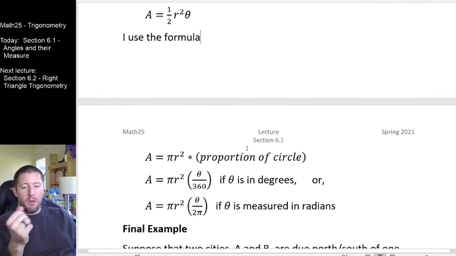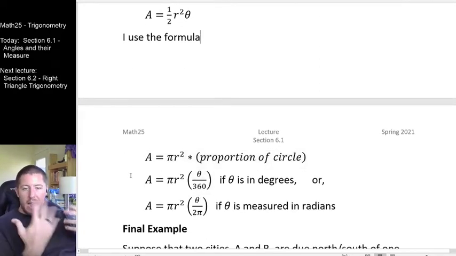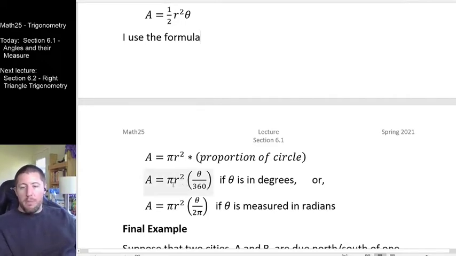I never use that formula. I always think of it as exactly how I said: pi r squared times the proportion of a circle. So if you're in degrees, then you just do pi r squared times the number of degrees you got out of 360. Or if you're in radians, pi r squared times the number of radians you got out of 2 pi, because that's one full rotation right there.